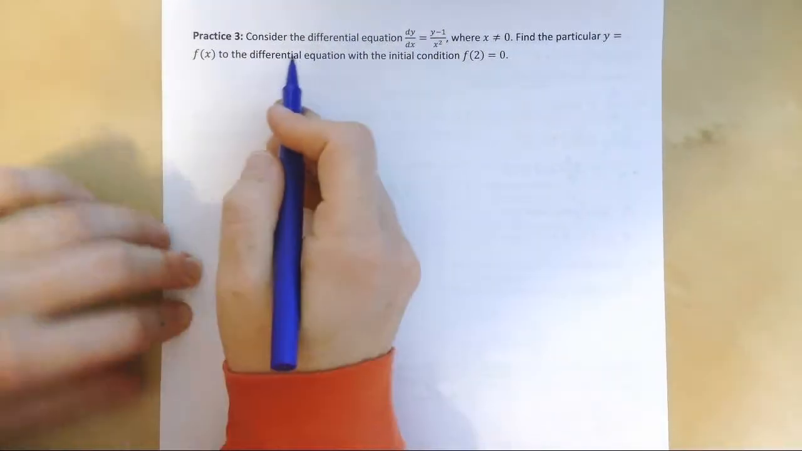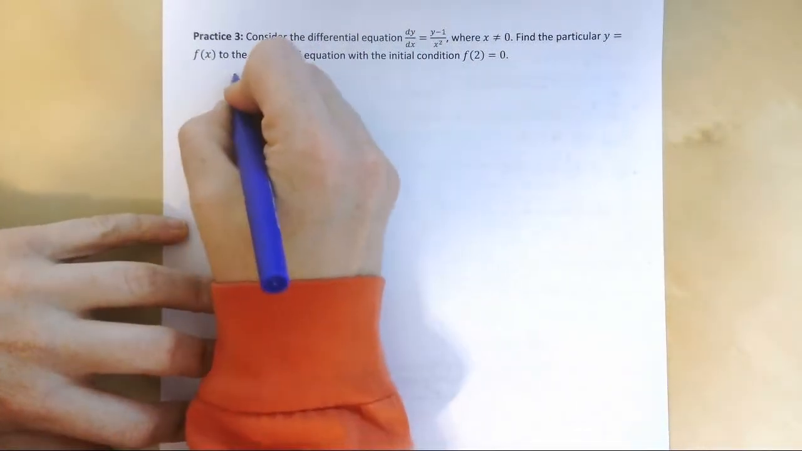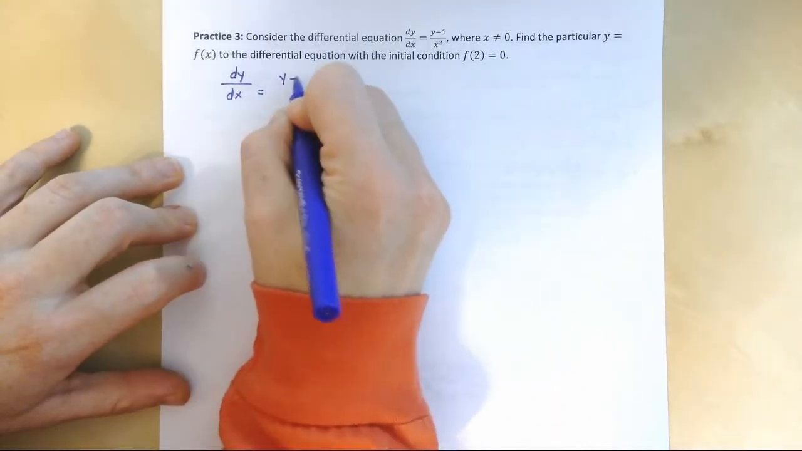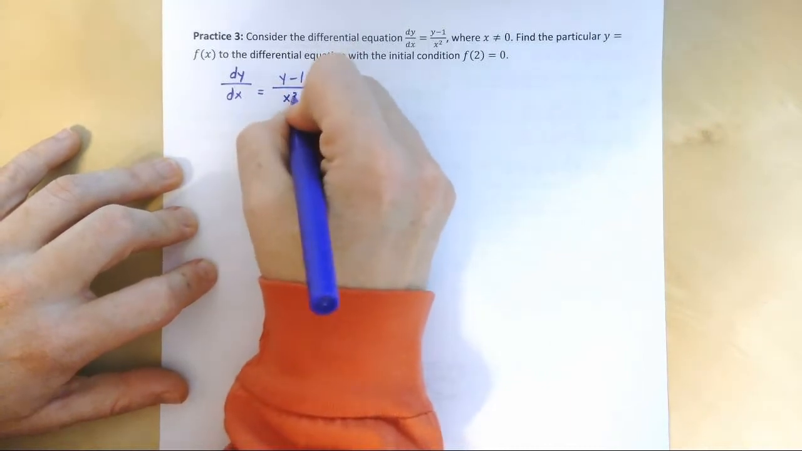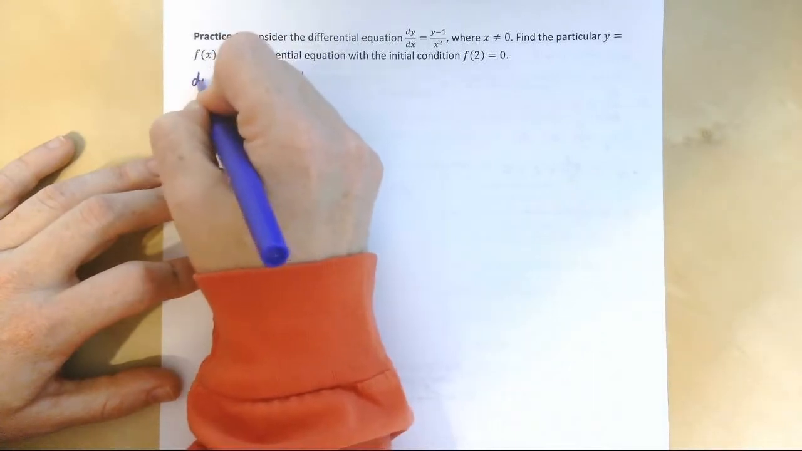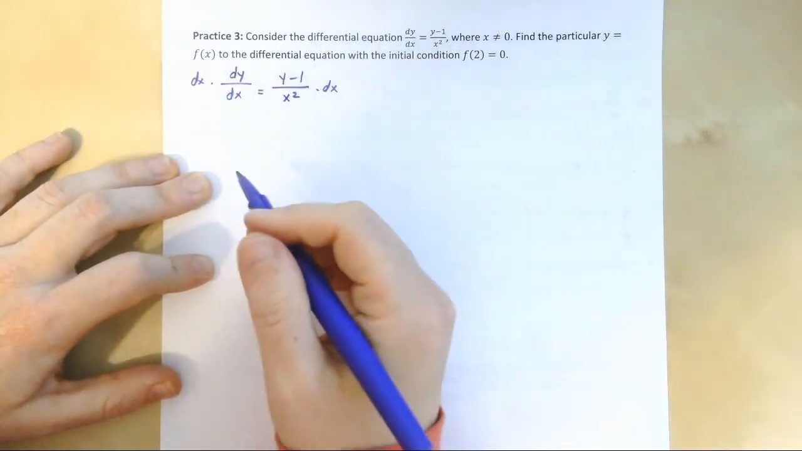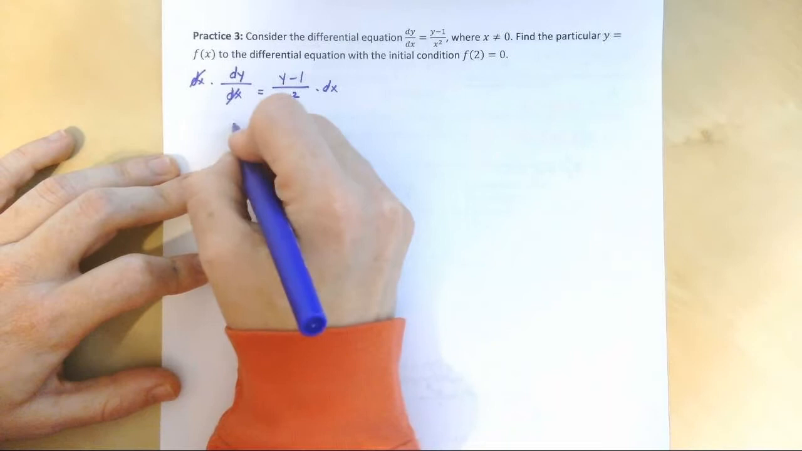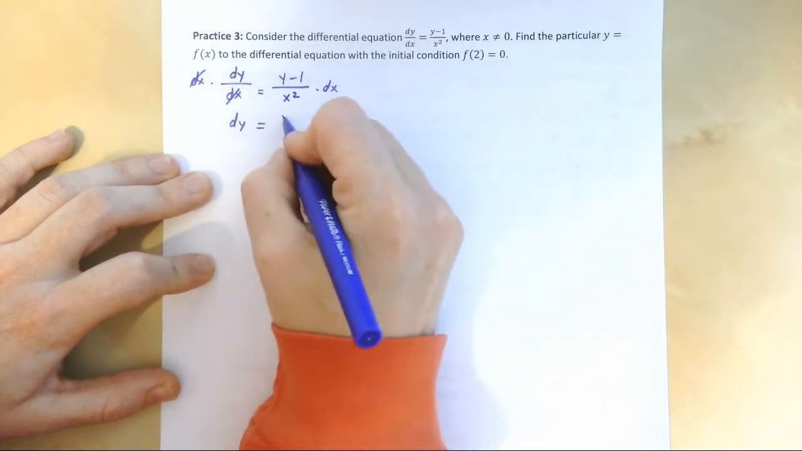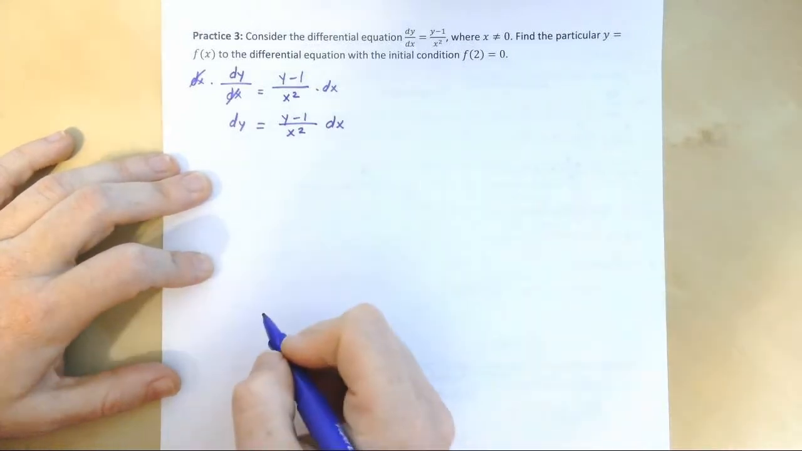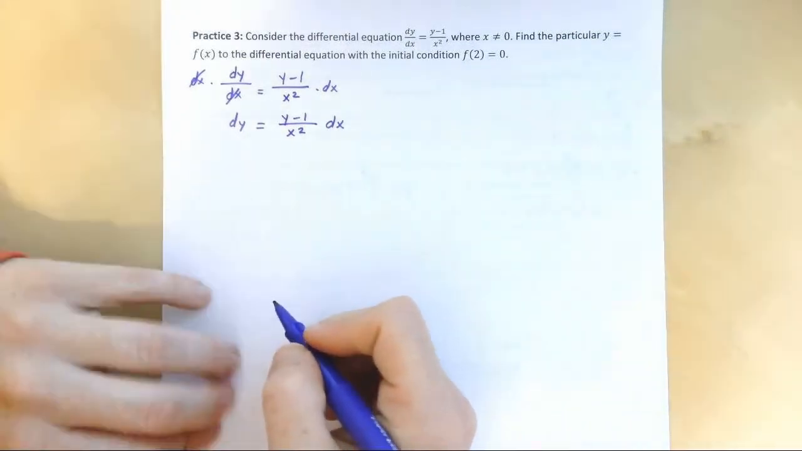So here we go. We have the differential equation. First thing, I'm going to write this: dy/dx equals (y minus 1) over x squared. Cool. First step, separate. Times dx, cancels out on this side. I'm left with dy equals (y minus 1) over x squared. I like to leave the dx on the outside because I know I'm going to integrate.